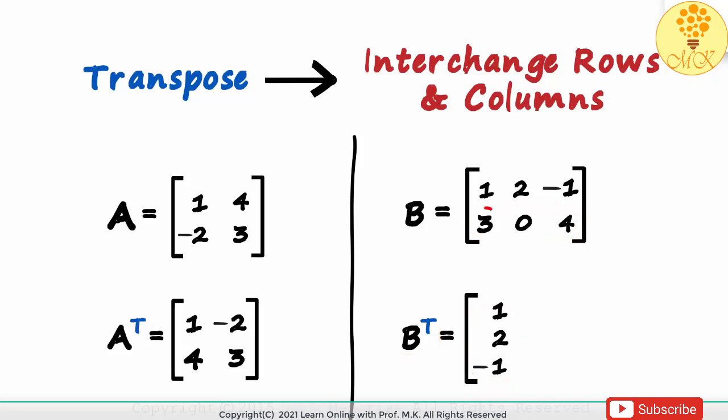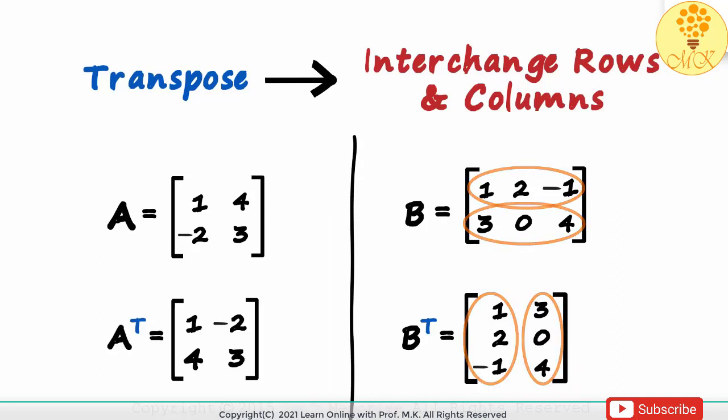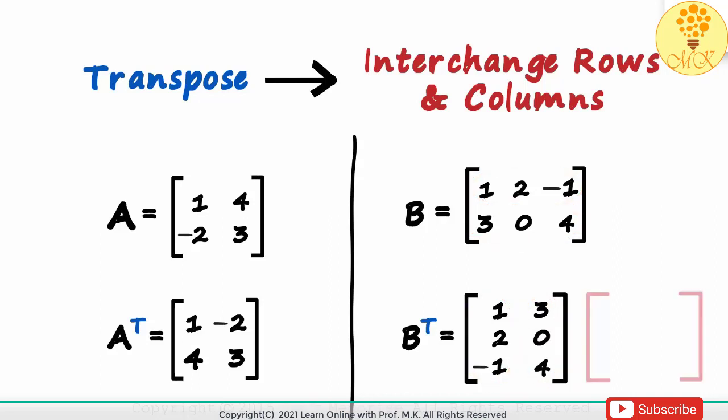The second row 3, 0, 4 will become the second column of the transpose. 3, 0, 4. That's B transpose. The rows and the columns were interchanged. If we are using a cement bag approach, this is how it will look. The first row falls to become the first column and the second row falls to become the second column.